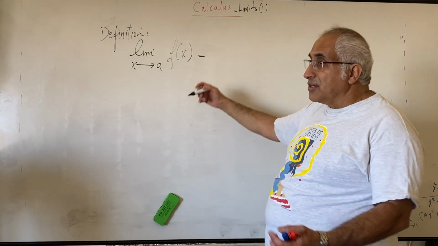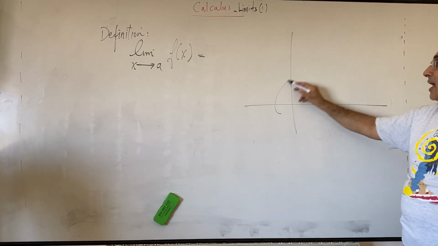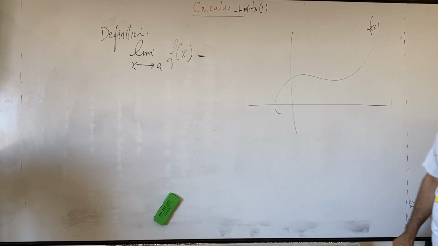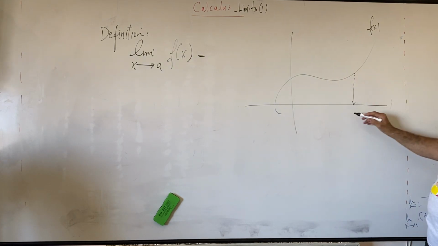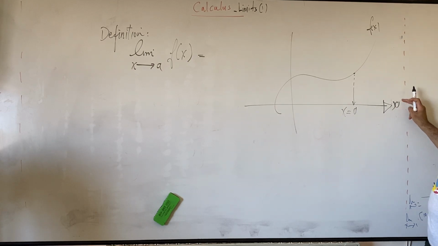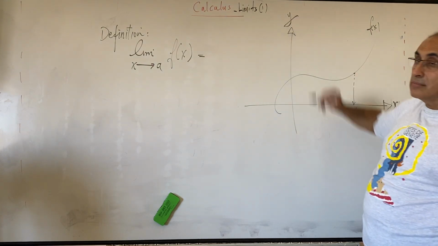So this function, it could be any sketch. Let's have a quick sketch of that. That's your function, all right? I want to find out the limit when x equals a on the x-axis. What is the answer for that on the y-axis?